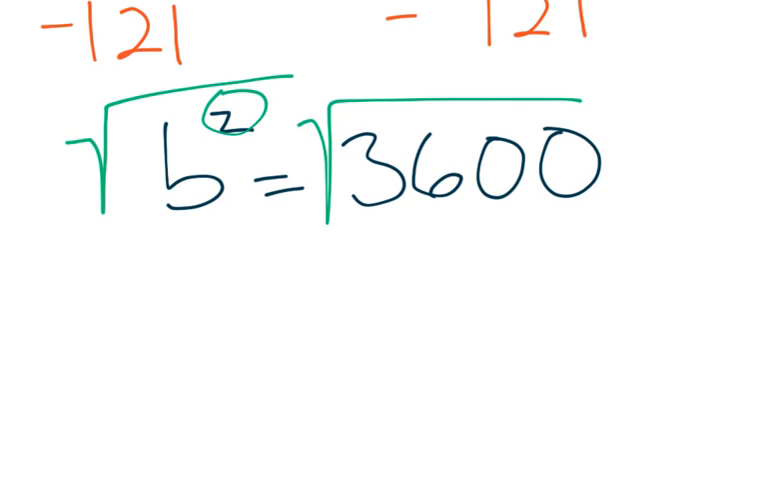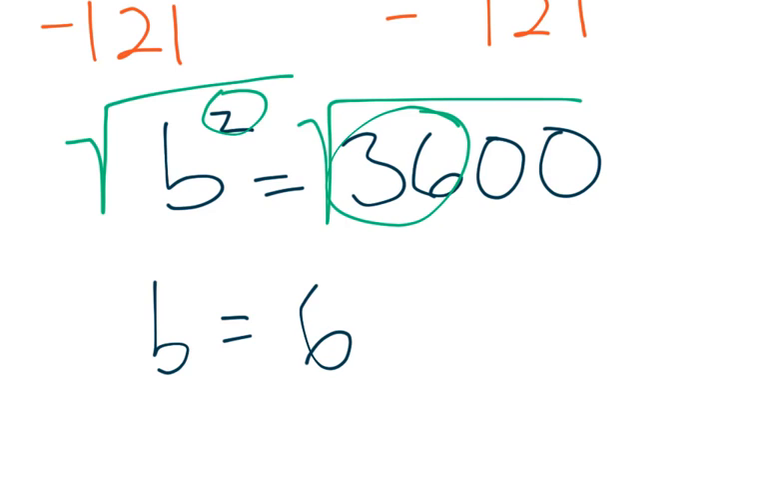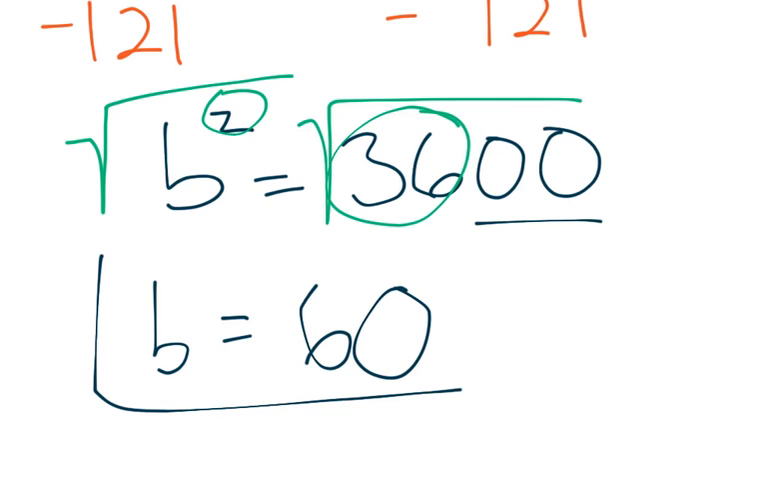So you can use a calculator for this, or you can use the fact that there's a 36 in front, and the square root of 36 is 6. And then you just have the number of zeros. So there's 2 zeros, so we're just going to take 1 zero and put it after the 6. So the square root of 3600 is 60, so B equals 60.